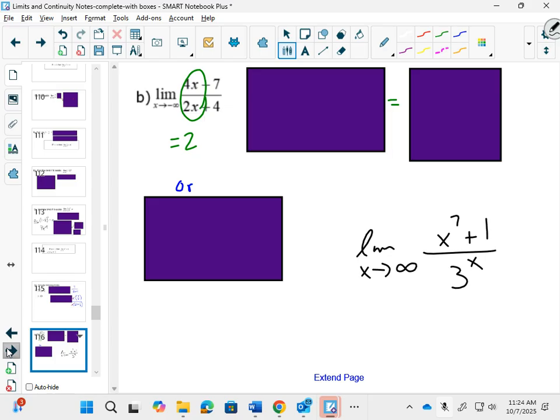We have to think. What do you think is more powerful? Power of 7. That's pretty powerful. Exponent of x. Also pretty powerful. Which one do you think is more powerful? If you think the x to the 7 is more powerful, then this limit will be does not exist, because it'll just get bigger and bigger and bigger, or it would be infinity. If you think the 3 to the x is more powerful, then the bottom gets bigger faster, and then your limit would be 0.